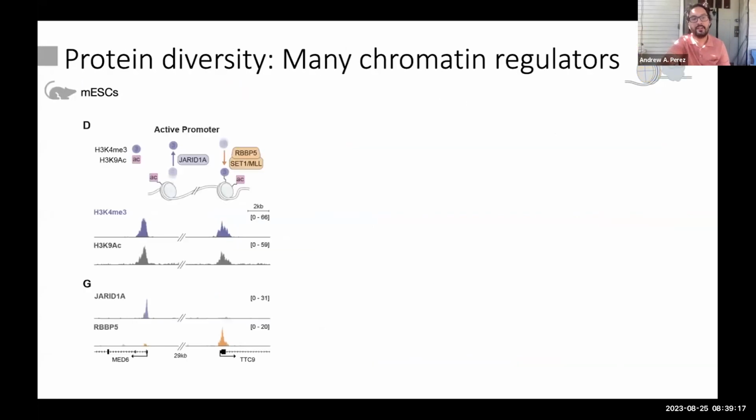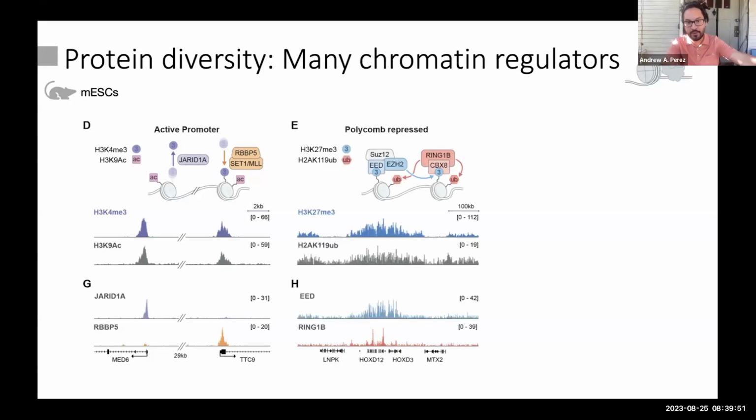What about chromatin regulators? We'll look at active promoters. H3K4 trimethylation is a hallmark of active promoters, and many different proteins and complexes regulate the methylation of this promoter-bound histone modification. GR1A being an eraser, we see that co-localized nicely with our H3K4 trimethylation, and then likewise on the other side of the coin, we have RBP5, part of the MLL1 complex, co-localizing with H3K4 trimethylation. So we can do active promoters.